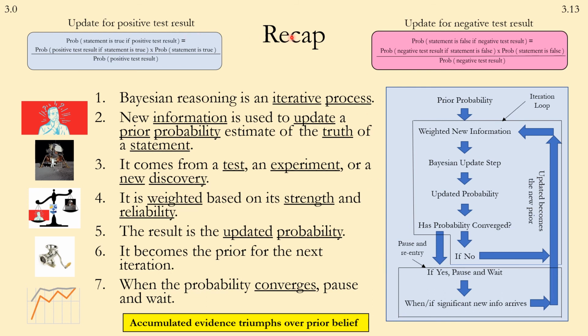We've got our baby blue box and our baby pink box. Those are the 2 update equations for the positive test result and the negative test result. And then here along the left, we've got a bunch of icons that hopefully will help jog your memory about a lot of the ingredients of the process. And down here, as the summary of the summary, if you will, is the notion that the accumulated evidence through doing experiments triumphs over our prior initial belief. And that essentially is what the scientific method is all about. No matter where we start out, if we gather enough evidence, we'll get to a result regardless of where we started.